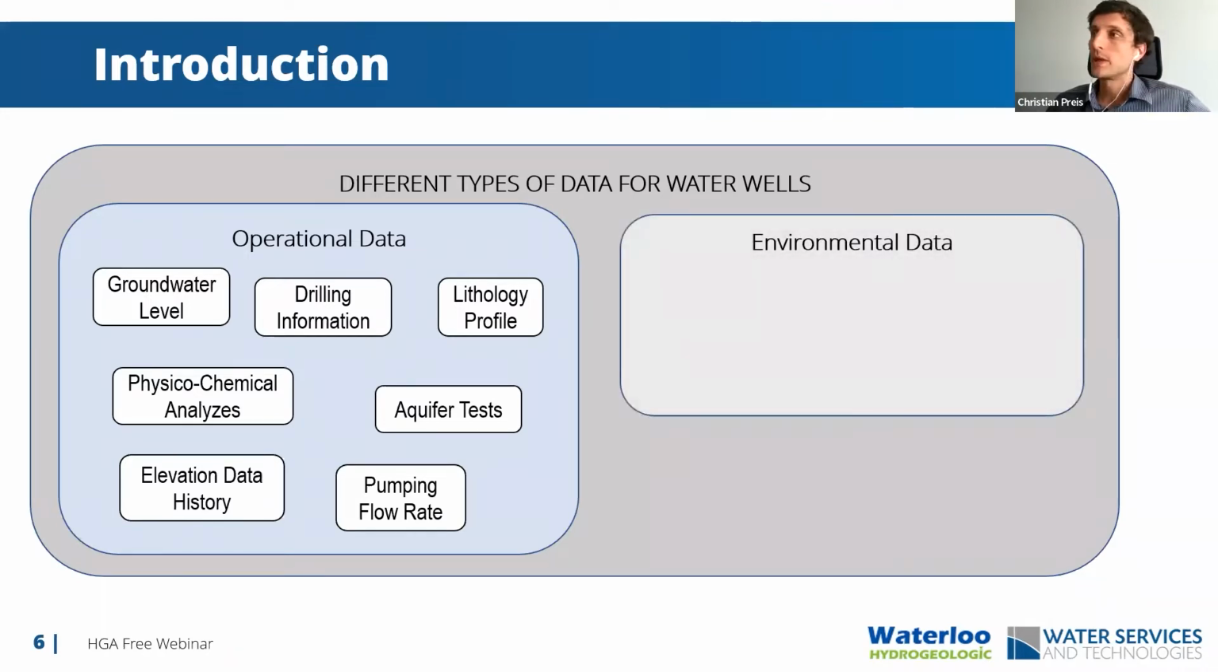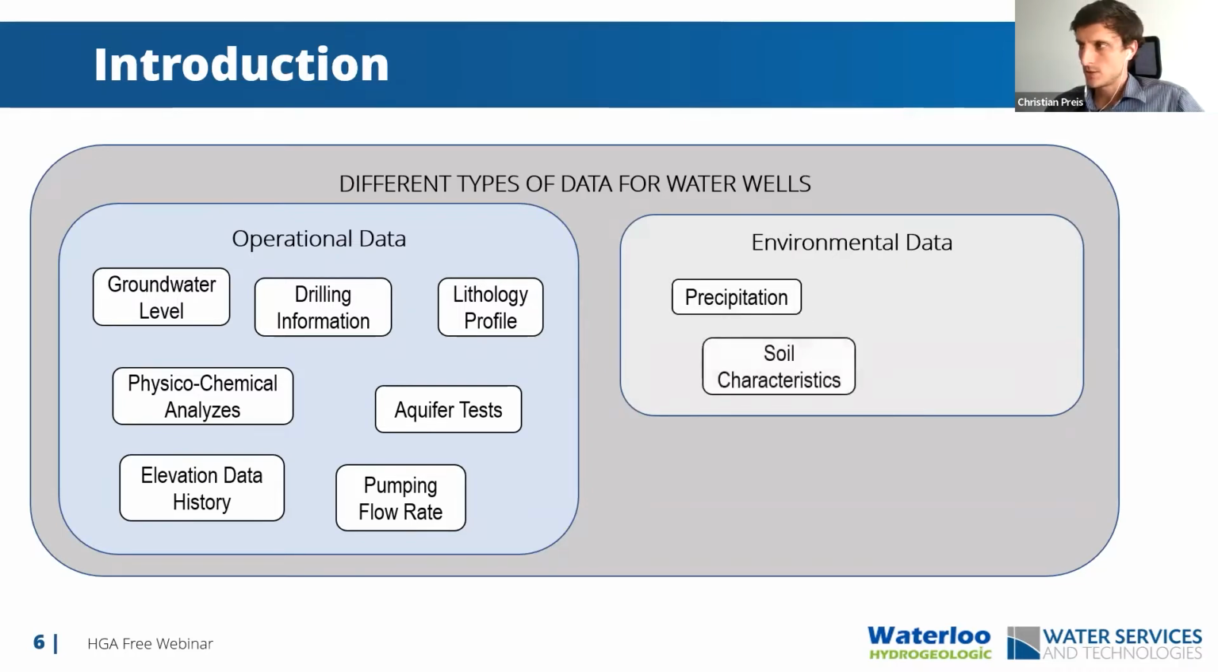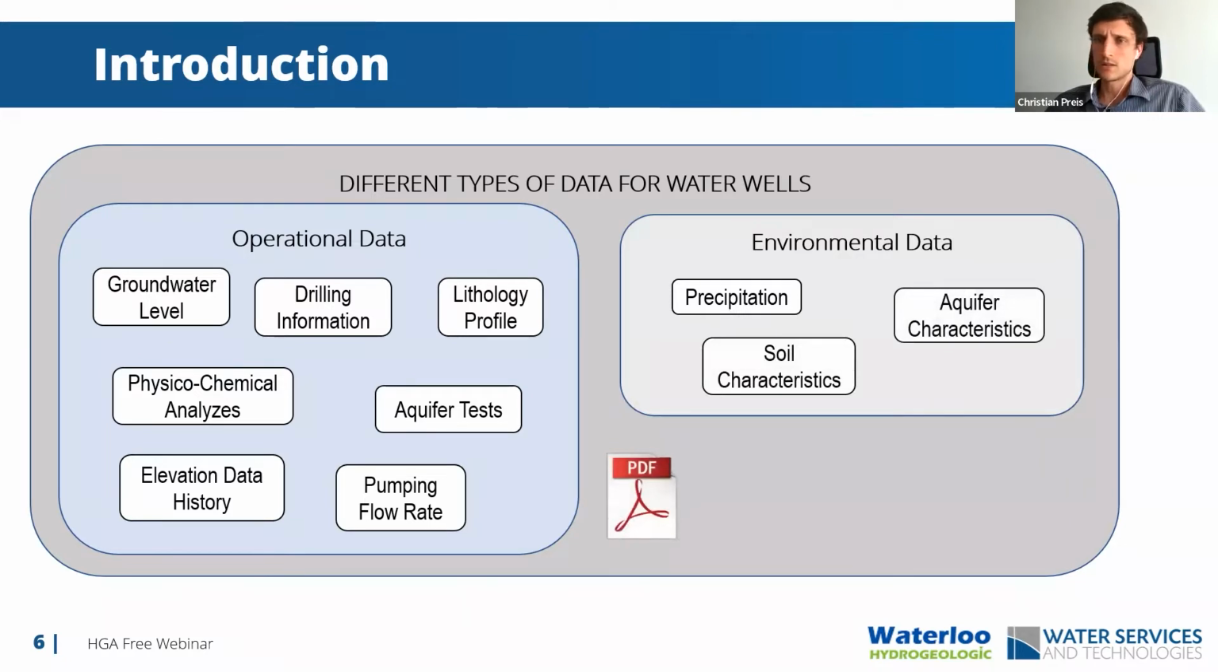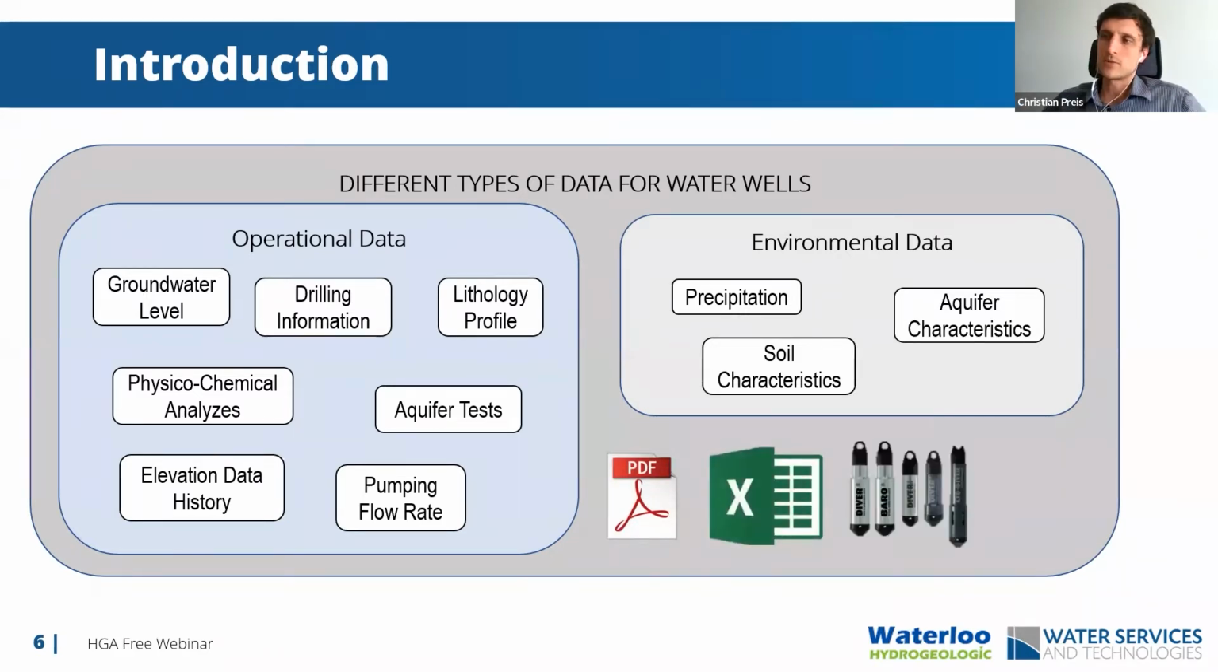And also related to water wells, we have some environmental data. For example, precipitation, soil characteristics, aquifer characteristics. And all these data we can have in a lot of different formats. For example, PDFs, Excel files. If we have some divers that get some information on our wells, we have a different kind of information, and text files. So we can have a lot of different information in a lot of different extensions or different types of data.